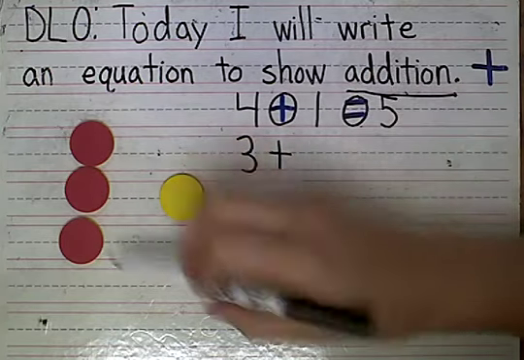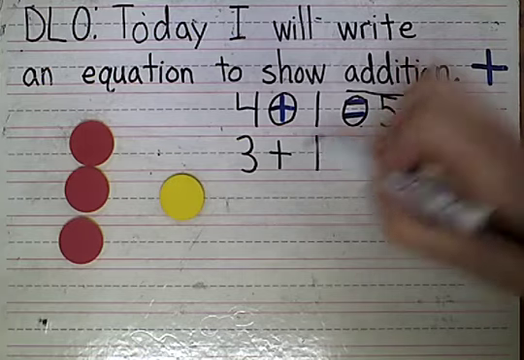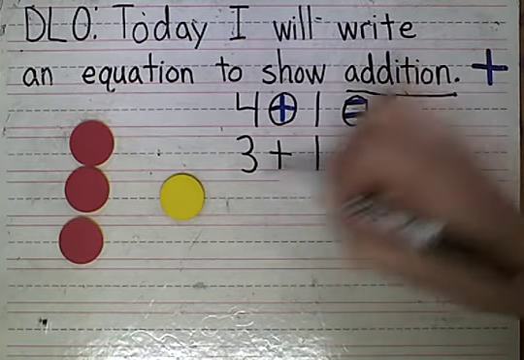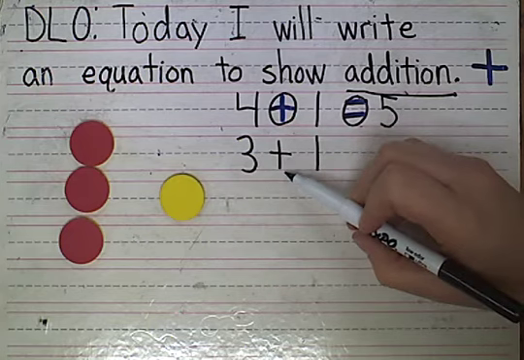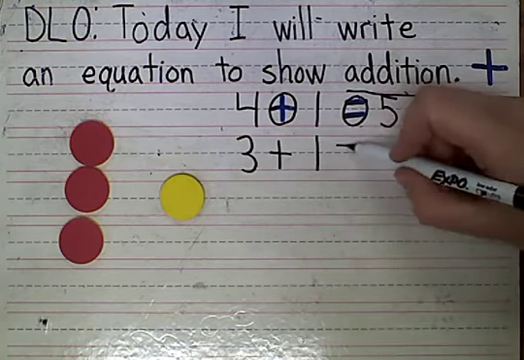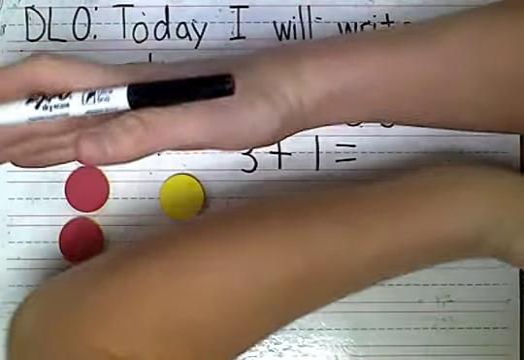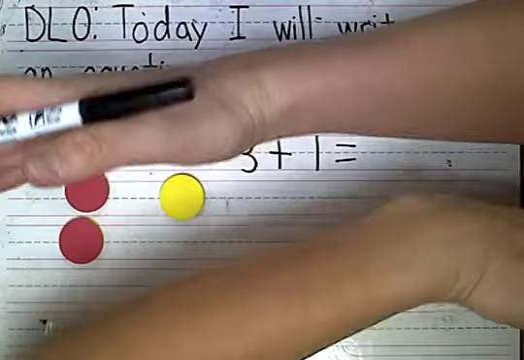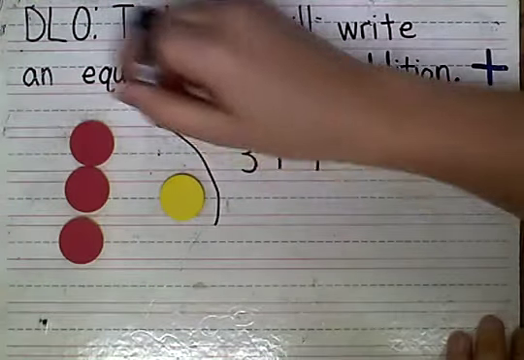My next number. How many yellow do we have? 1. 3 plus 1. I have everything added using my plus sign. I'm ready to solve it. Let's put equals. Everyone say equals. Put your arms up. Say equal means the same. Equal means the same. Now let's add it all together.